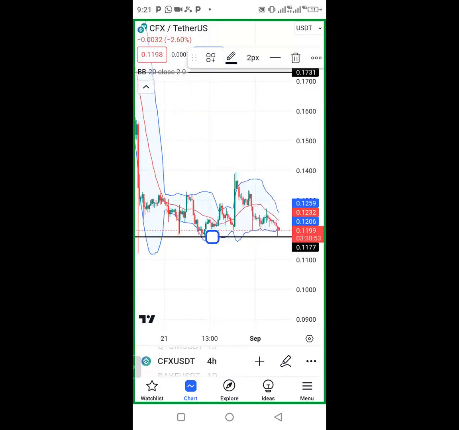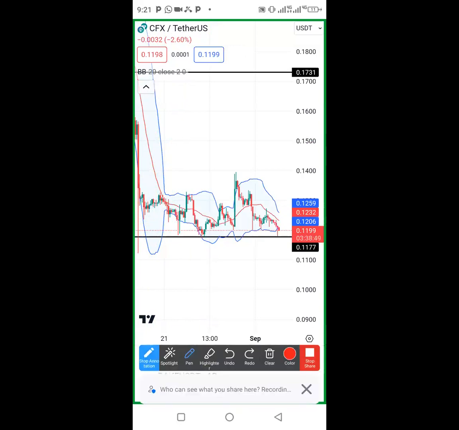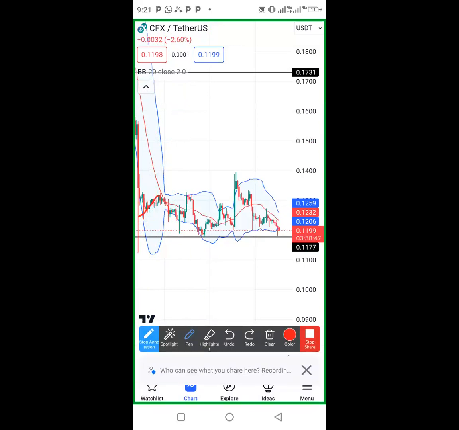I can change the color. Now, why am I picking this area? If you look at it, the candle goes like this, then comes down, touches this area, then goes up, comes down, touches this area again, goes up, comes down, up, down, and now it's touching this area. So once you have two touches on an area, you can call that area a key level.